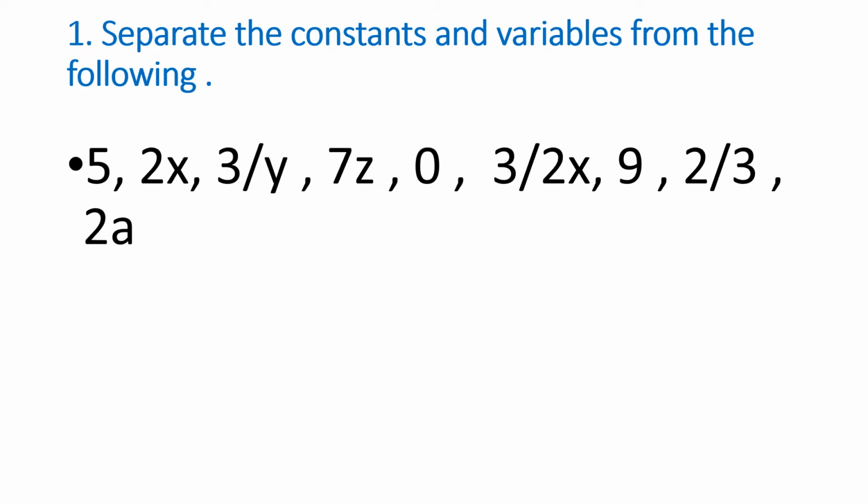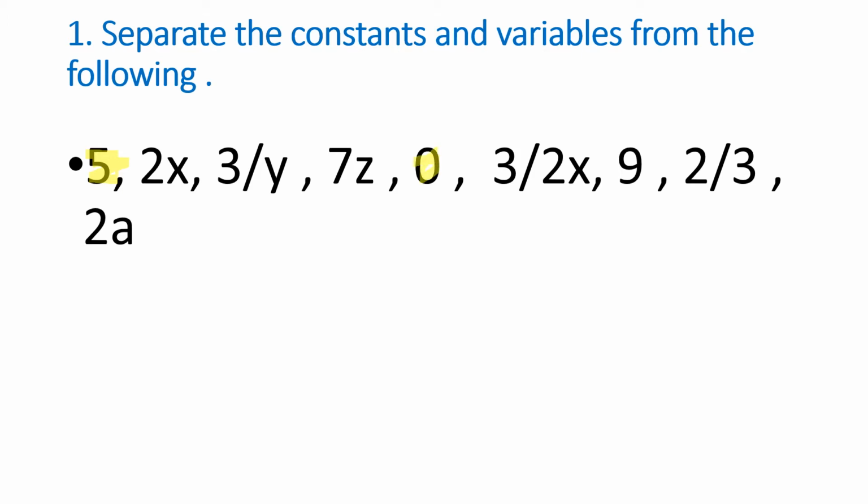What is the meaning of constant? Constant means which has a fixed value. Now, wherever you won't have any literal coefficient like letters like x, a, b, c, those terms will be called constants. Okay, so here you see 5. So 5 is a constant. Then 2x, because x is there, we cannot fix any value to it. y is also a variable, so we cannot fix it, 7z is also a variable. Next constant is 0. So this is our constant.